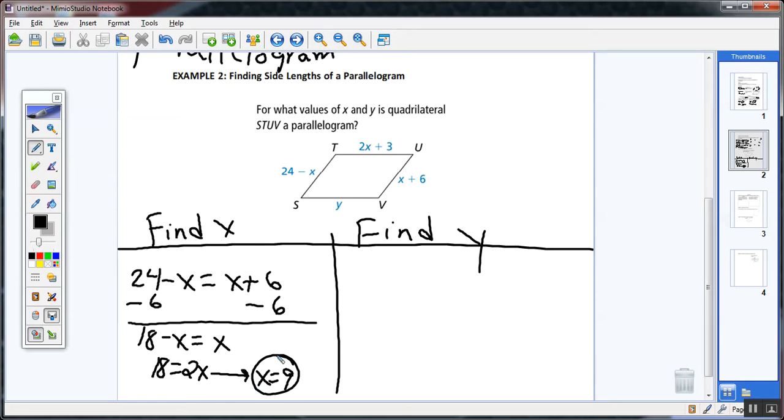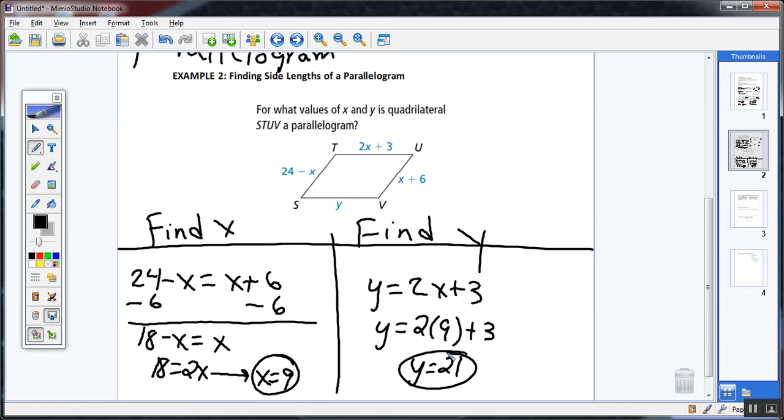All right. Now, does knowing x help us try to find y now? Yeah, y would equal 2x plus 3, wouldn't it? But based on what we just did, kids, what's your x value? So y would equal 2 times 9 plus 3, which makes my y value what here?